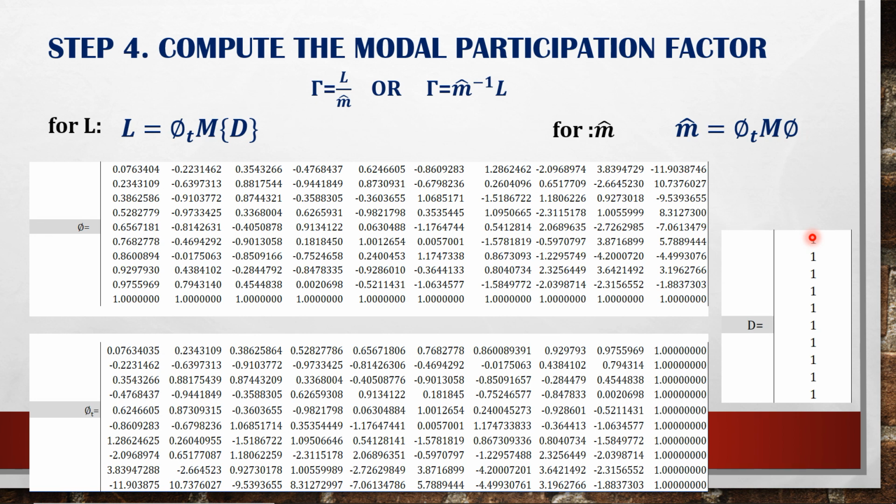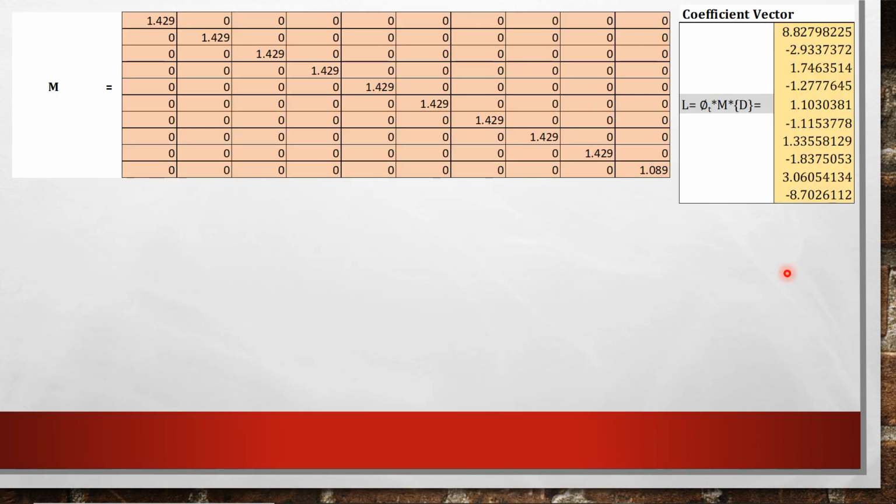So, 1 because we want to consider all of the modal participation factors. So, gusto natin i-consider lahat. So, kailangan 1. Kung meron tayong hindi consider, pwede natin lagyan ng 0. Pero, dito, kailangan natin i-consider lahat, no? Para sa solving natin. So, para naman dun sa M, or sa mass matrix natin, ito yon yung kanina. Then, coefficient vector, ito na.